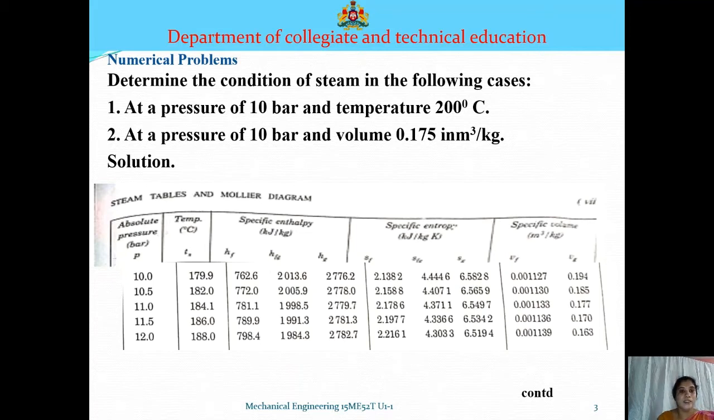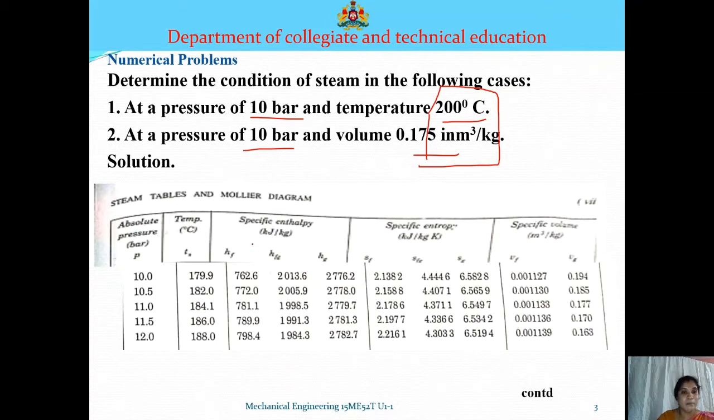In both the conditions, the pressure has remained the same, 10 bar. There is a variation in the temperature and the volume. In one condition they have given the temperature, and in the second condition they have mentioned the specific volume. So for these two conditions, let us find out whether the steam is wet, dry or superheated.